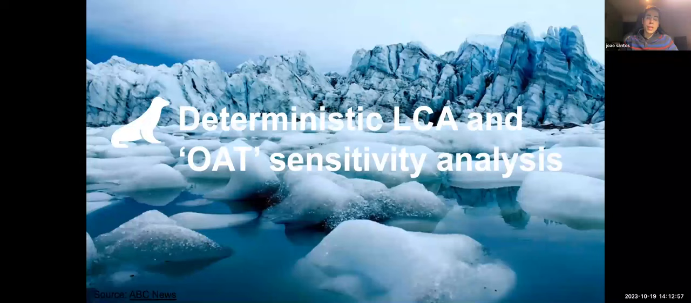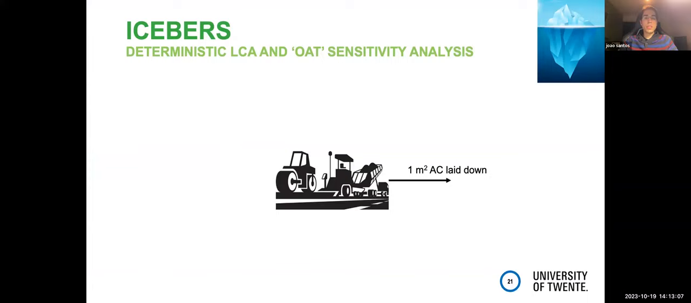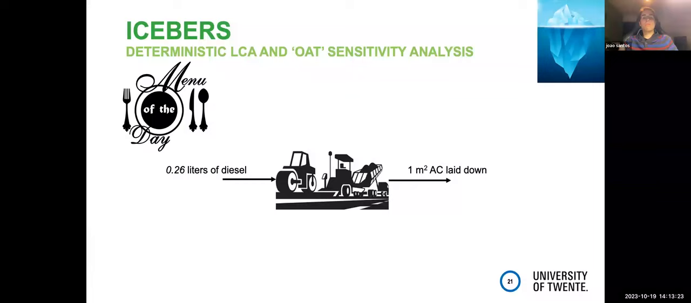My third iceberg is deterministic analysis or one-at-a-time sensitivity analysis. Let me take as an example the paving operation: lay down 1 square meter of asphalt concrete for a layer with a given thickness. It doesn't matter for the case. Let's assume that all the equipment will consume this amount of diesel. Those are not realistic values, of course, but I use them just to illustrate and pass the message. And they will emit 557 kilograms of CO2. So what is the problem with this?